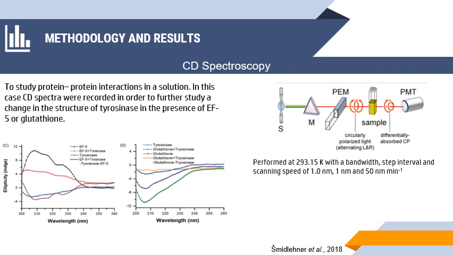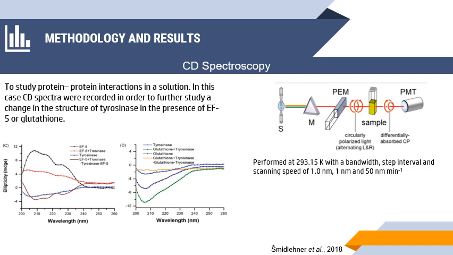And then CD spectroscopy is to study protein interactions in solutions. In this case, CD spectra were recorded in order to further study a change in the structure of tyrosinase in the presence of EF-5 or glutathione. These techniques are based on the differential absorption or emission of circularly polarized light. Thus, they suffer from intrinsically lower sensitivity than their counterparts not based on polarized radiation.